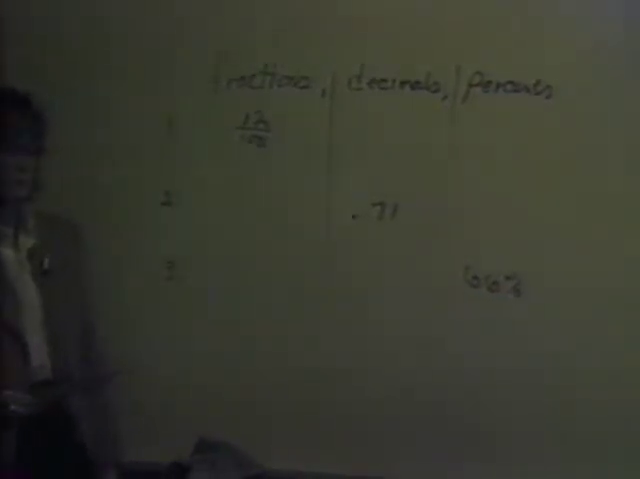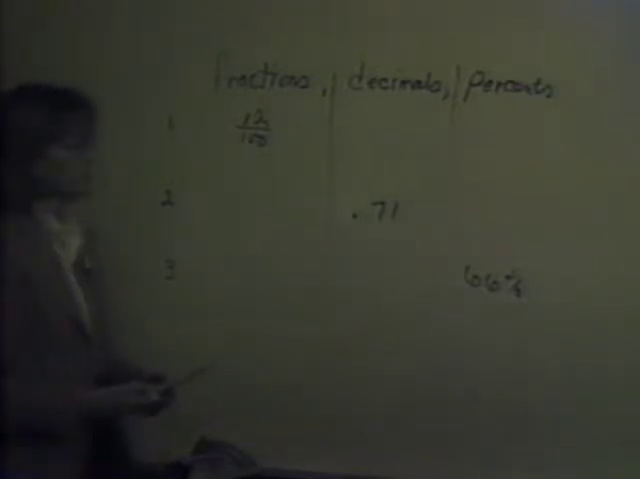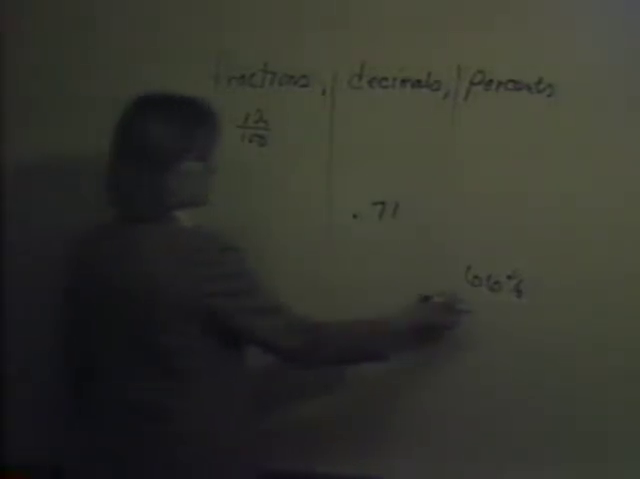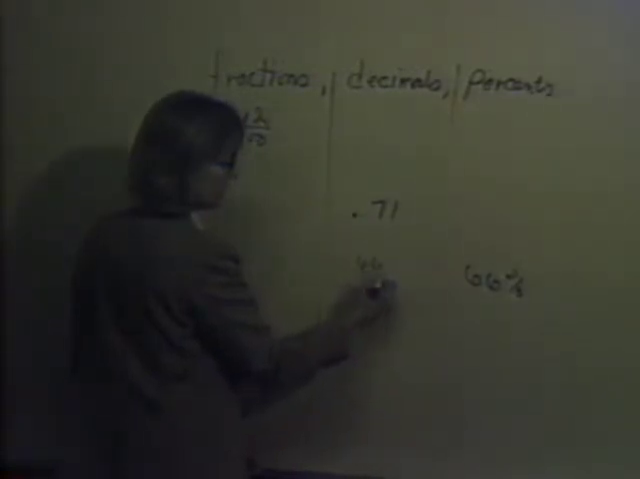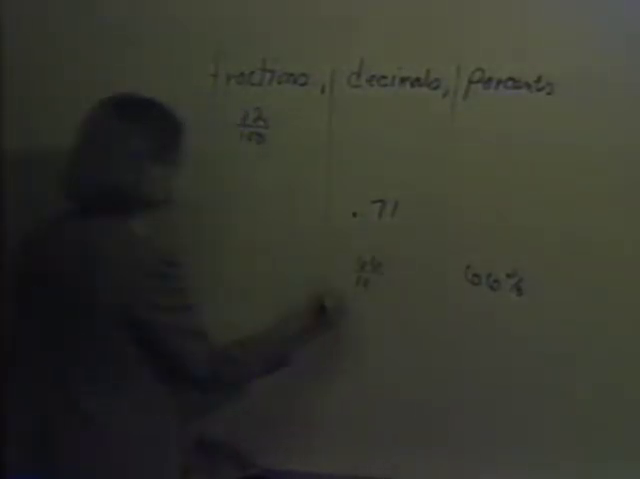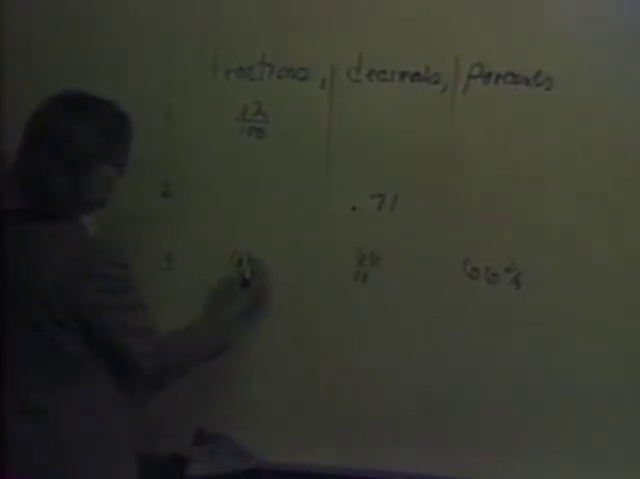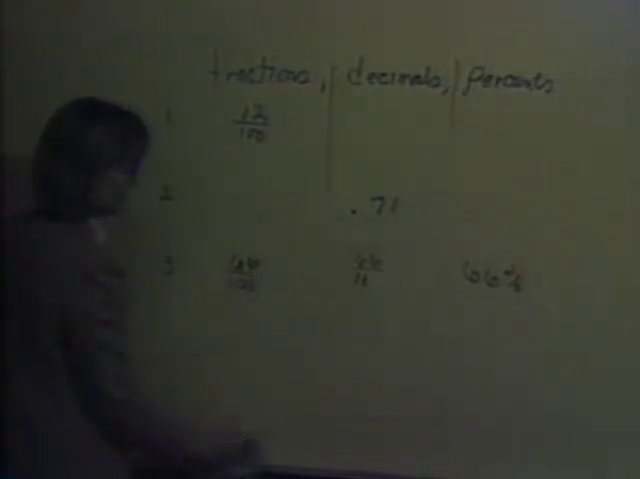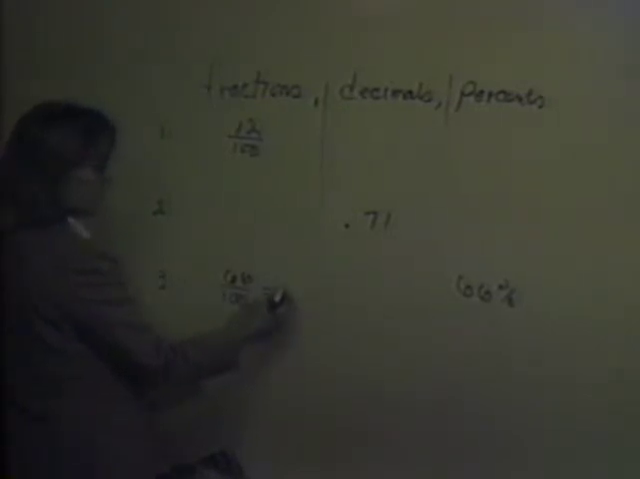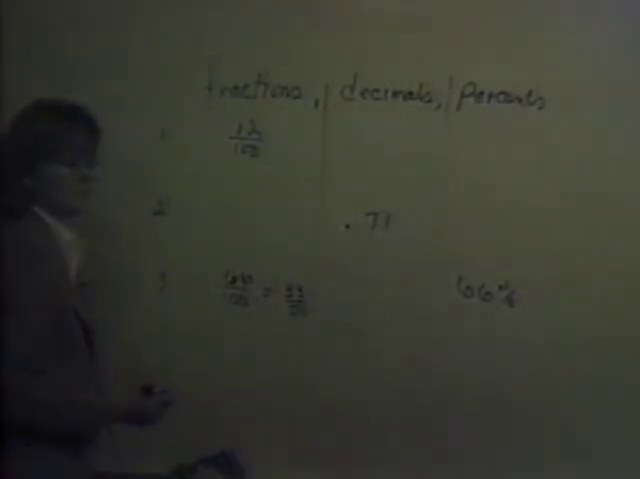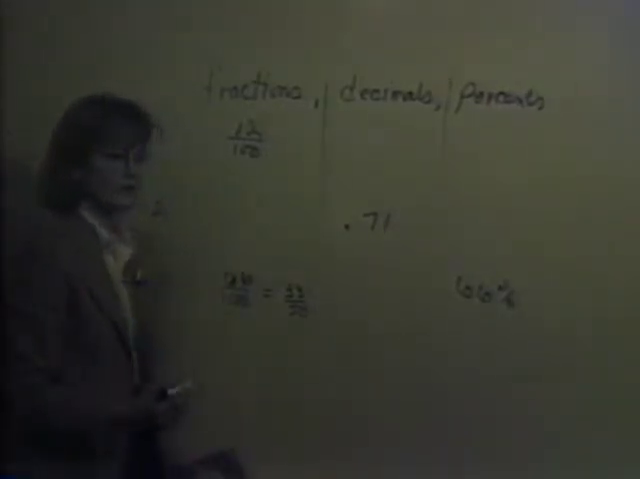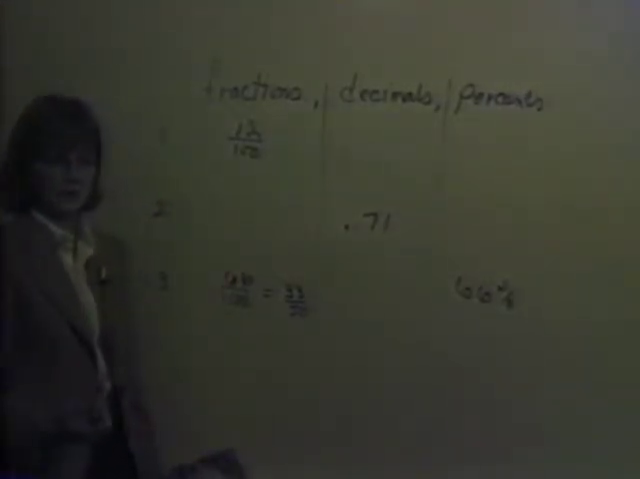Now, percent means per hundred. If we have a number that's in percent, we can drop that percent sign and write that as 66 over 100. We want it as a fraction over here. Now, usually, they want us to reduce these, and they're both even numbers, so that's going to be 33/50 as our fraction. Percent and per hundred are the same thing again, as I said.